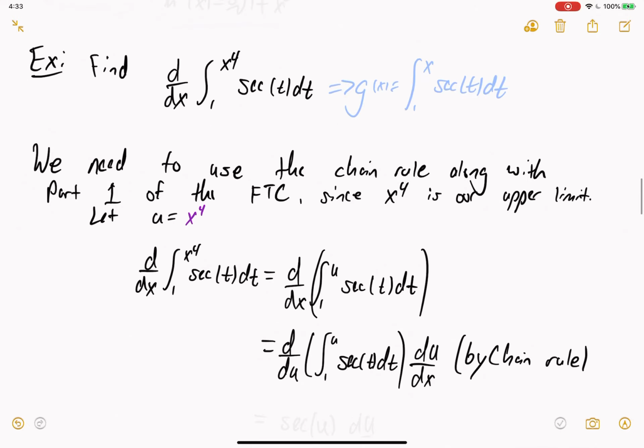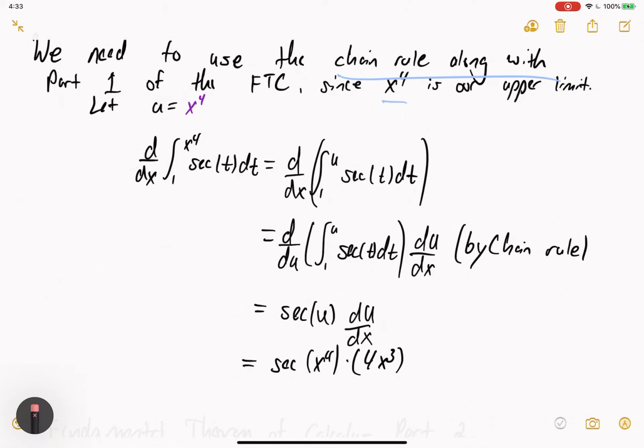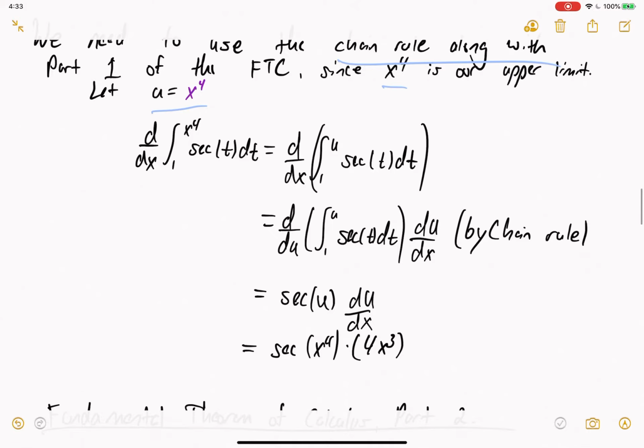So the fact is that there's an x to the 4th there. And because of that, we have to use the chain rule. So we have this chain rule along with part 1 of the FTC, since x to the 4th is our limit. So we just do a u substitution. u is equal to x to the 4th. Let's do a chain rule kind of thing, that way you can understand what's going on and write it in a way that makes more sense.